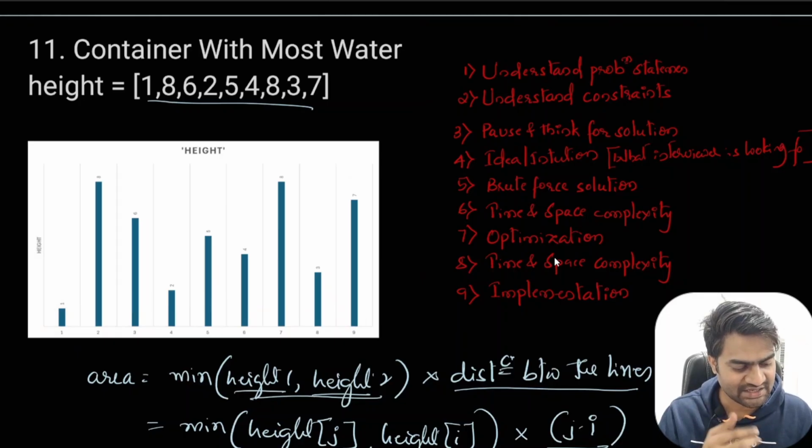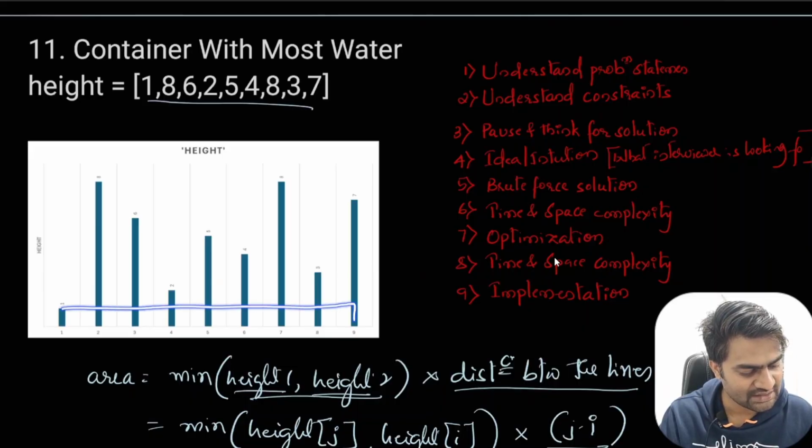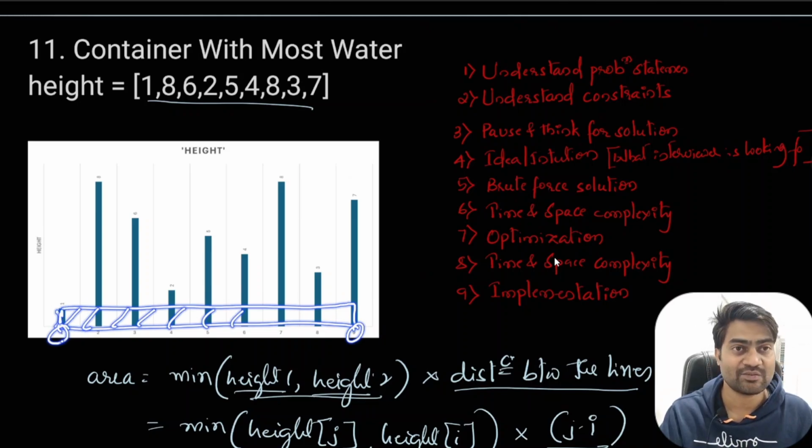Now you check here, since it is of unit height, it is very easy for us to understand. So if I try to find the rectangle, this rectangle, the distance is 9 minus 1, which is 8, and the minimum height is 1. So its area comes to 8, right?